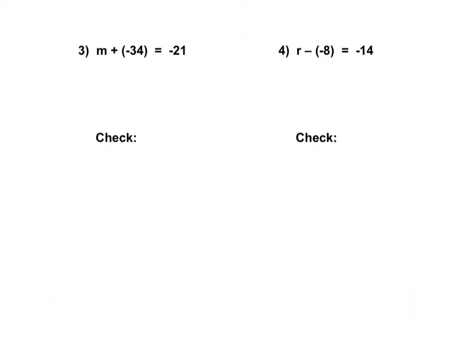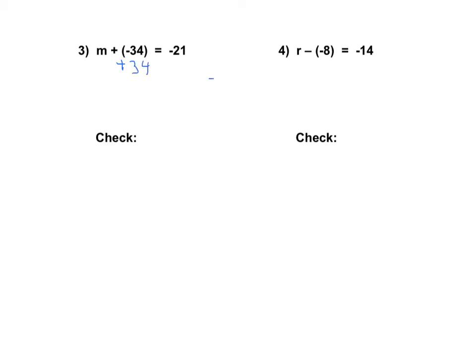Alright, so number 3 is a little bit different. You notice that you have addition, but you're adding a negative. What I want to do is solve for m, so I want to get m alone. So I need to get rid of this negative 34. I need to zero that out. So what can I do to zero the negative 34 out? Well, I can add a positive 34 to that.